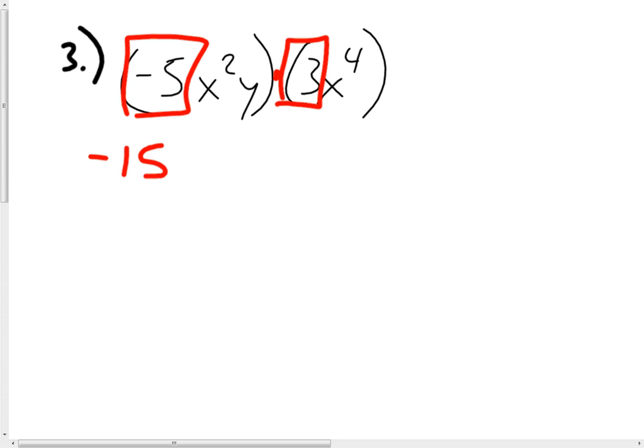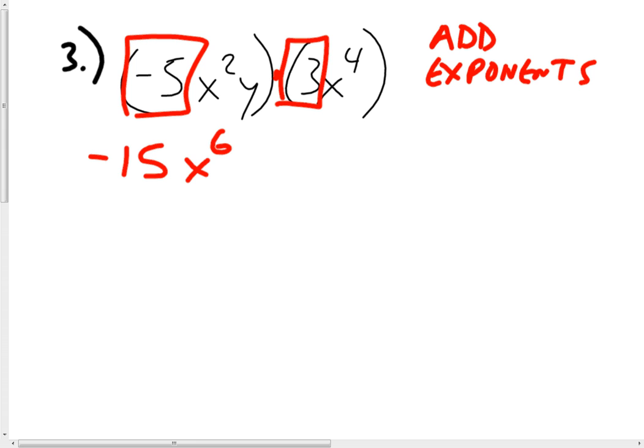Now take a look at variables that look alike. Do you have an x and an x? Yes. What did I do with the exponents? I multiplied them. You have to associate adding exponents with multiplication.